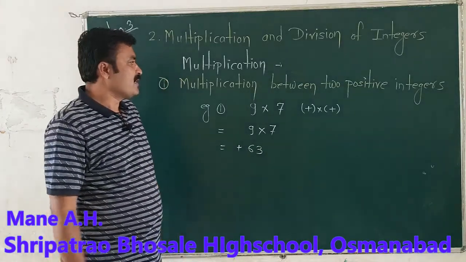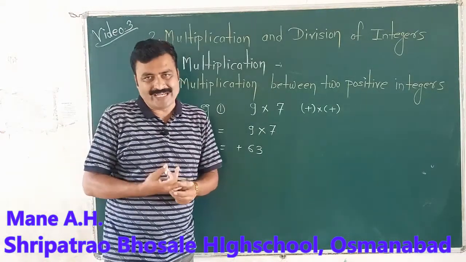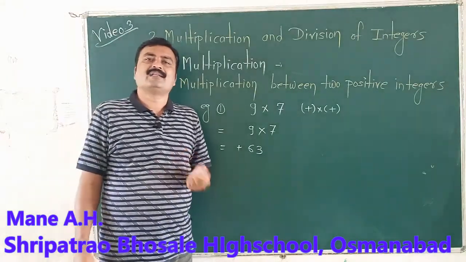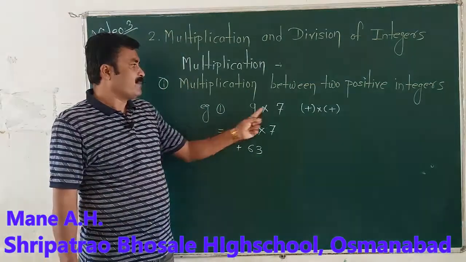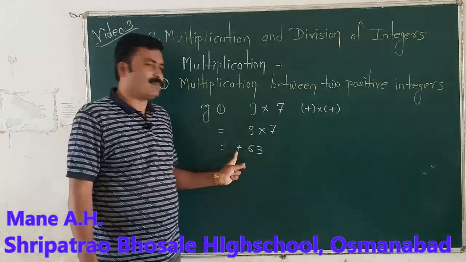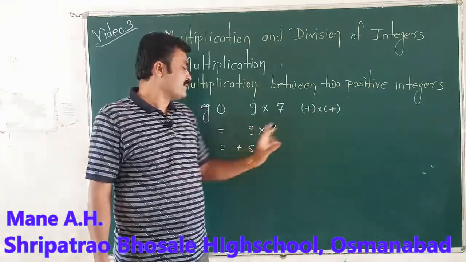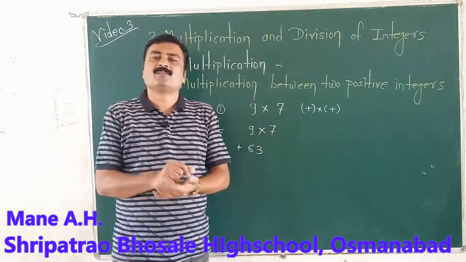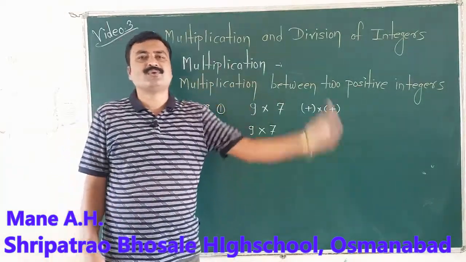So from this I am saying that when we perform multiplication between two positive integers, first we take the product of their magnitudes and then we take the product of their signs also. The product of their magnitudes comes as 63 and the product of their signs comes as plus. That means in multiplication, plus into plus always gets plus. So in a simple sentence, the product of two positive integers is always a positive integer.